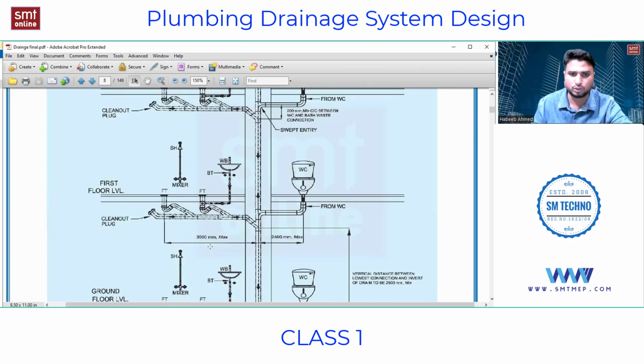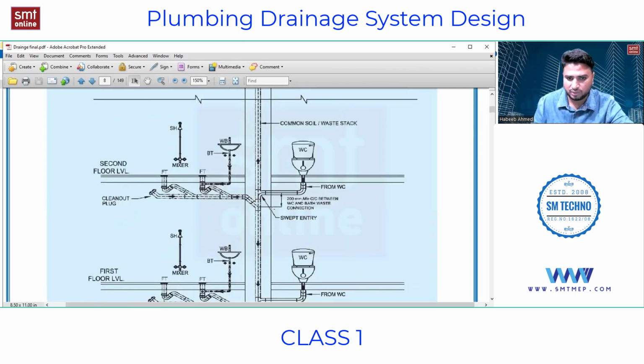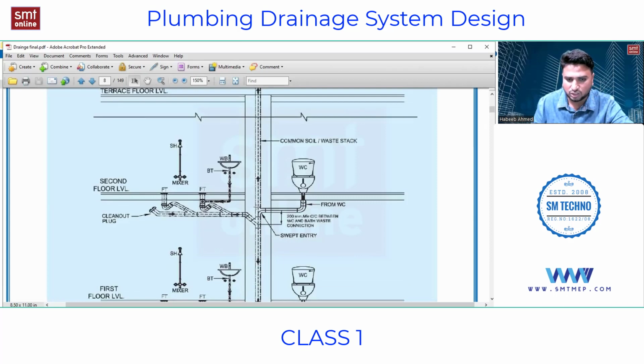Remember this. Okay, one more point. Always remember that this WC connection should always be above this wastewater pipe. Always the soil connection should be above and the wastewater pipe should be below.